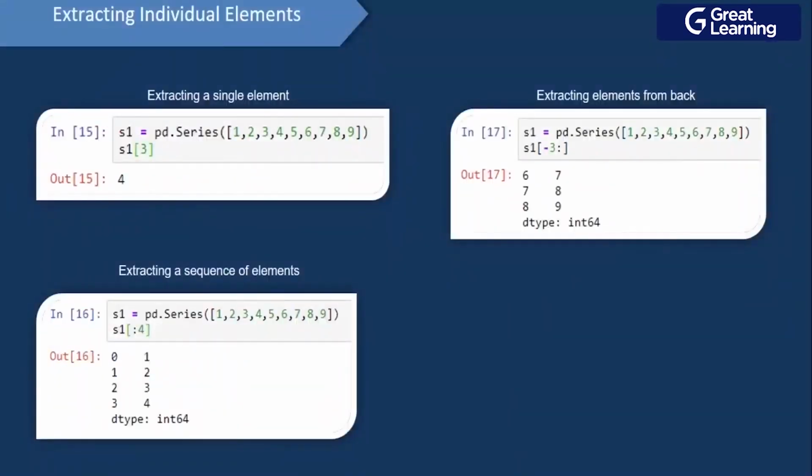Now we'll also see how to extract individual elements from the series object. So here we have all of these elements starting from 1 going on till 9. And again, you'd have to keep in mind that the indexing starts from 0. So if I want to extract this particular element over here, the index value for this would be 3. So 0, 1, 2, and 3. And when I give the index value as 3, I am able to extract this particular element.